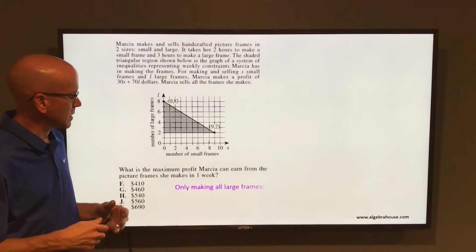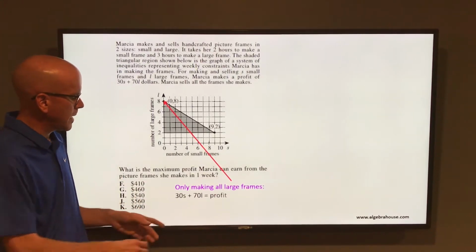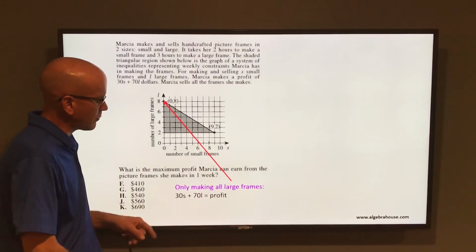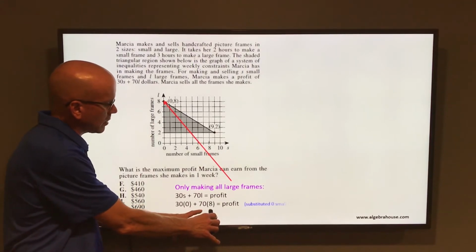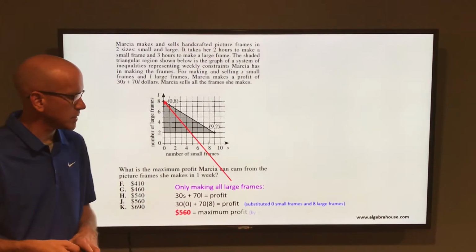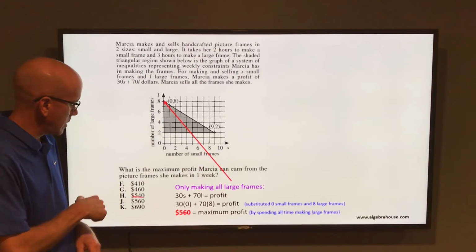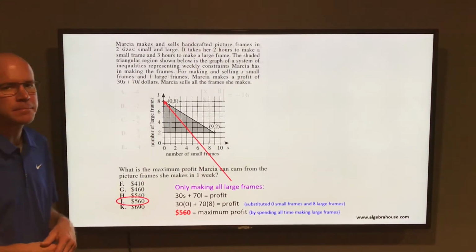So only making all large frames would create the maximum profit. That means she would sell 0 small frames and 8 large frames from this point right here. 70 times 8, that is $560. So the maximum profit she could make is $560, which is letter J.